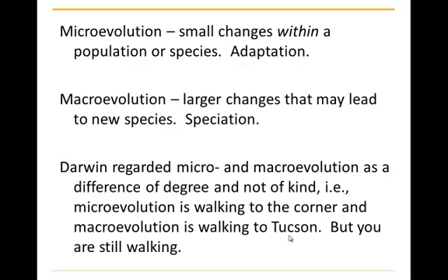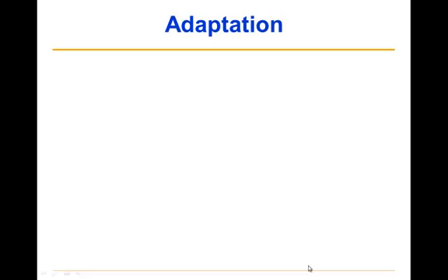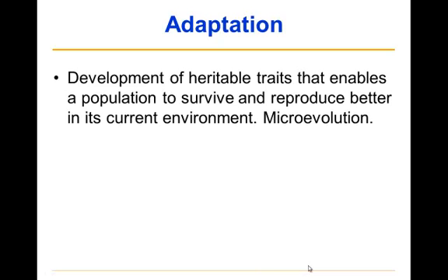Now, a very important aspect of this is the explanation of adaptation. So natural selection does lead to adaptation. So we have cactus in the desert and cattails in marshes. And so we can define adaptation as the development of heritable traits that enables a population to survive and reproduce better in its current environment. And of course, adaptation is one manifestation of microevolution.